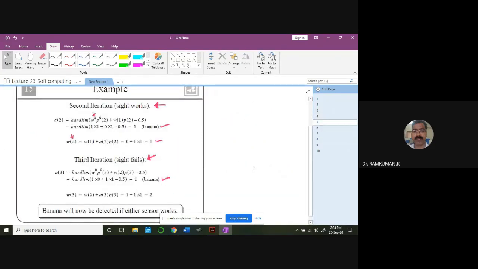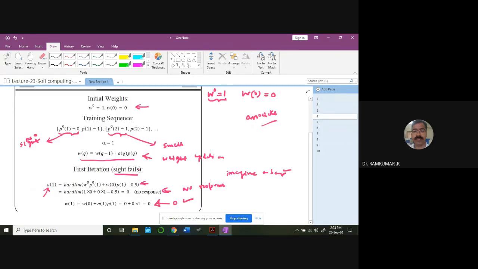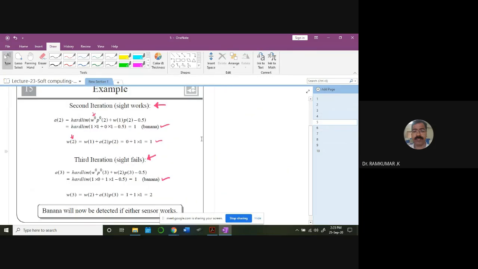See here, even though in the first iteration it has failed, sight is failed, no sign of a banana. Even though I'm giving the smell stimulus, the network is not in a position to recognize it. So there is no response. But as soon as I provide a banana and allow the network to learn, even though the W1, this smell stimulus weight, the associated weight is 0, the network is in a position to find out it is banana because of the sight factor. It is seeing it, visual perception is okay.